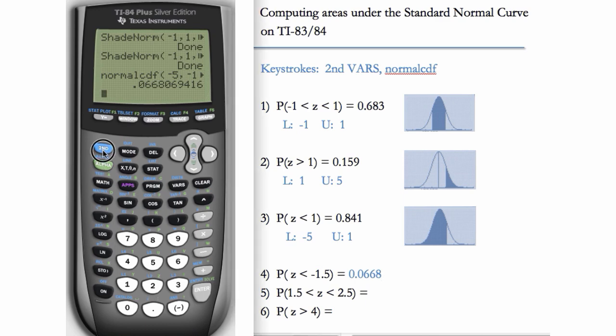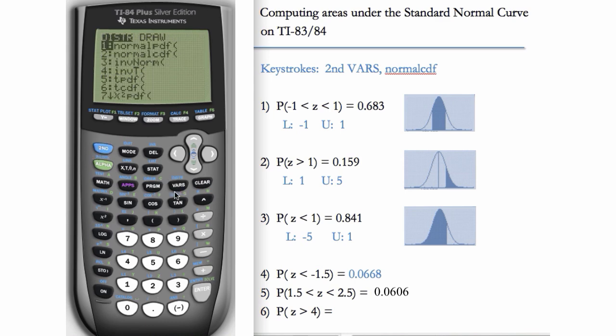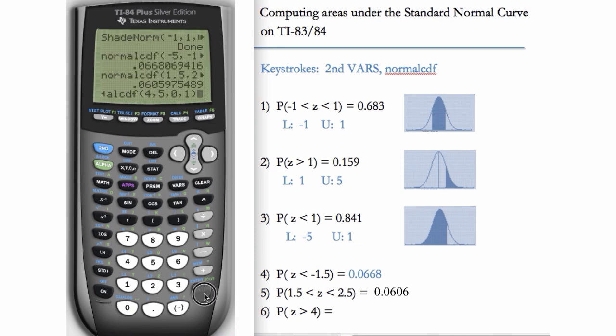For the second one, we'll go to second vars, and we'll do 1.5 as the lower and 2.5 as the upper. And we get this. And for the last one, second vars, normal CDF. 4 is our lower bound because we want to the right of that. So for our upper bound, we're picking the large z-score of 5. So we expect this answer to be pretty small.